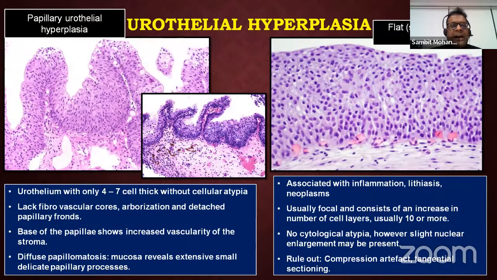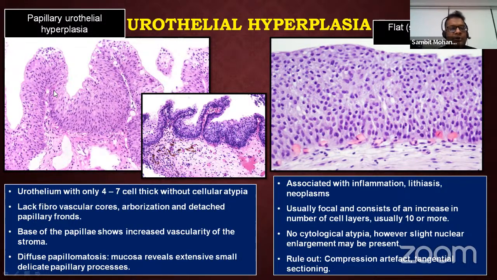Then comes urothelial hyperplasia. Here the urothelium is only 4 to 7 cells thick without cytologic atypia, and there is a lack of a fibrovascular core. Here it is a little normal urothelium with a fibrovascular core. The thickness is 2-3 layers. Here is the thickened urothelium, but there is no fibrovascular core to call it a papilloma, papillary lesion, or a cancer. Then the base of this lesion shows increased vascularity, and diffuse papillomatosis can also occur.